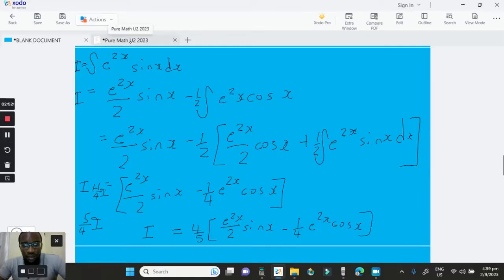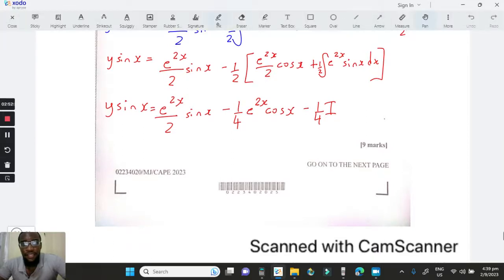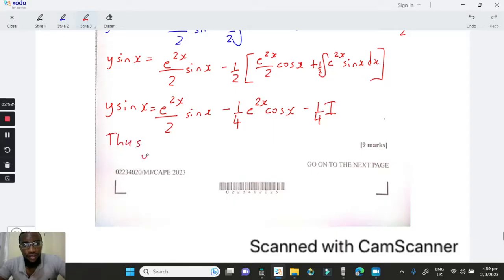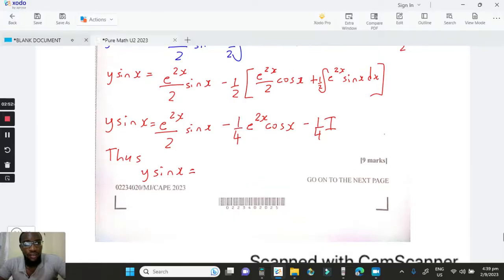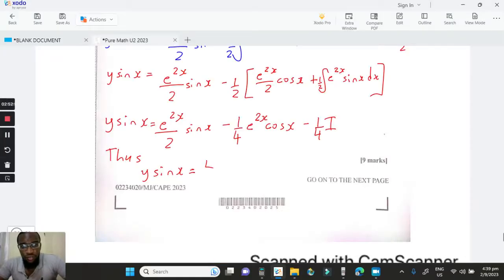So what am I saying? What I am saying is this part here now. So this is our final answer now. So our final answer is thus y sine x is equal to all of what we had right here now, which is 4 over 5 all of this. So this is now 4 over 5 bracket, e to the 2x over 2 sine x minus a quarter e to the 2x cos x, plus some constant of integration a.